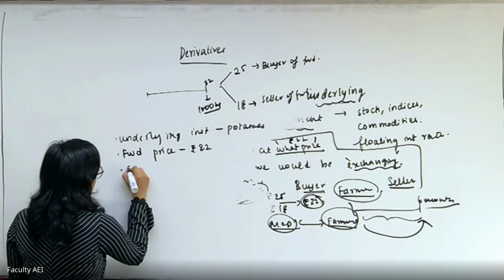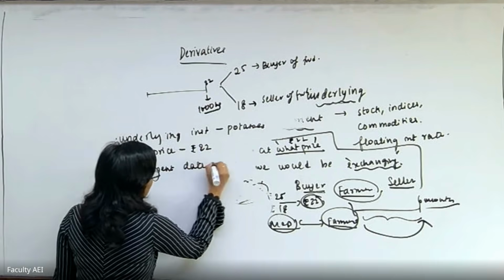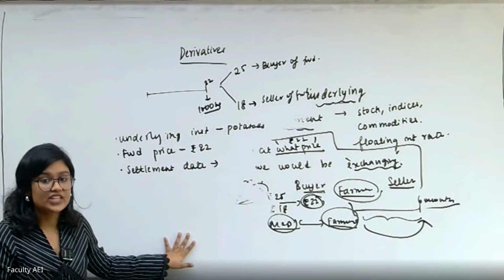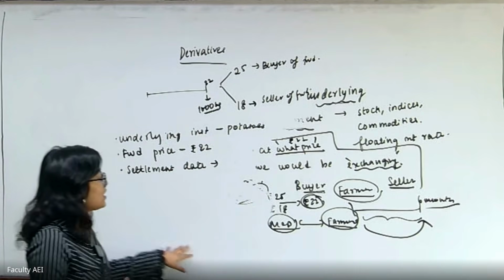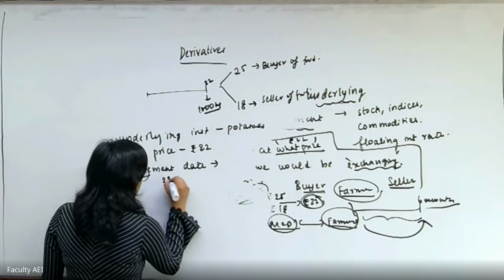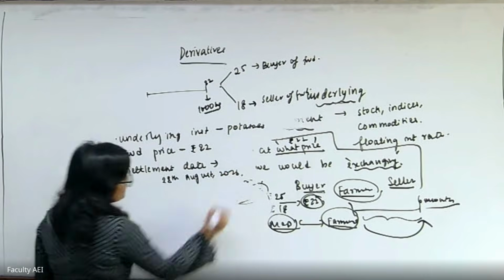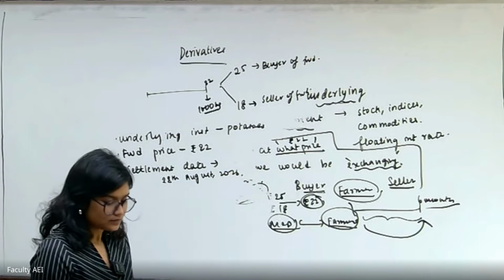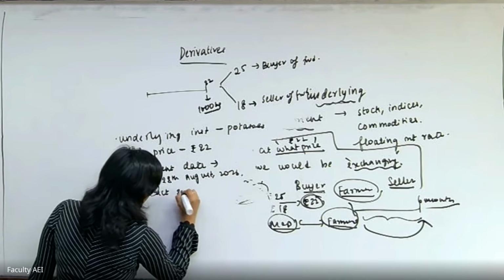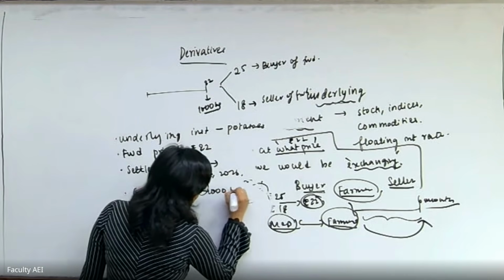What is the settlement date? The settlement date is the date they have decided on, that okay, after 6 months we would be exchanging these commodities. So today it's 28th February. After 6 months, let's say they have decided that their settlement date would be 28th August 2026. What is the contract size of the forward contract? What is the size of our contract? Our size of the contract is 1000 kgs.